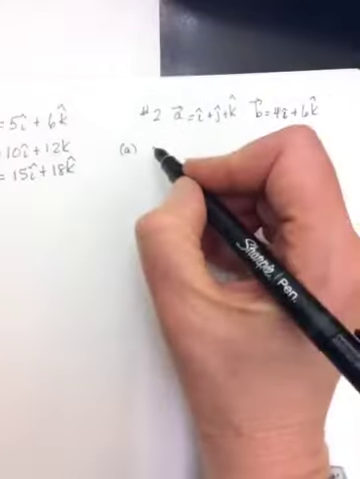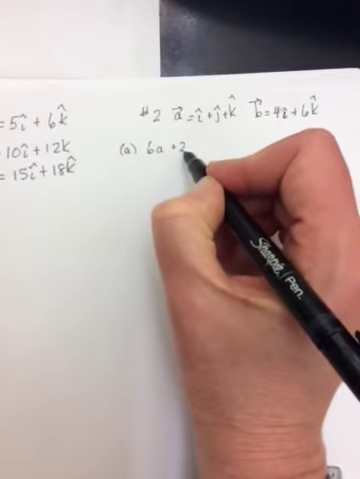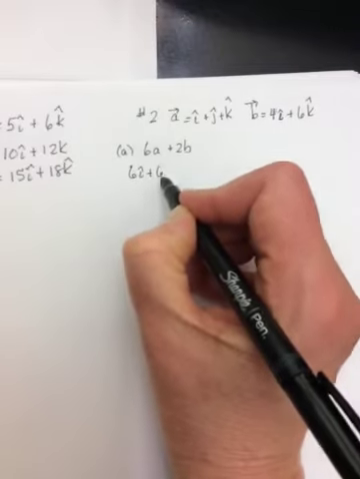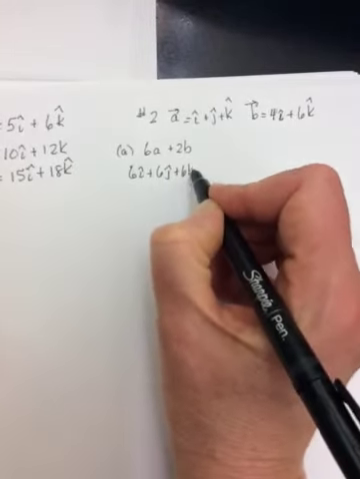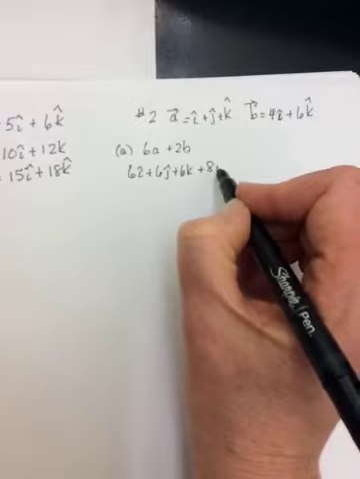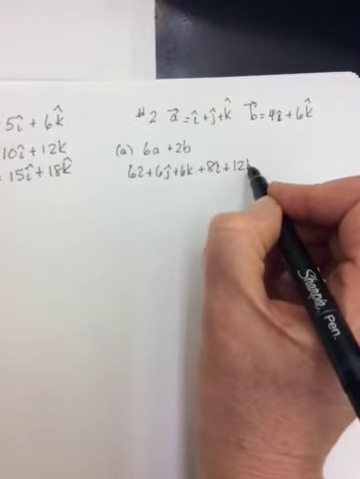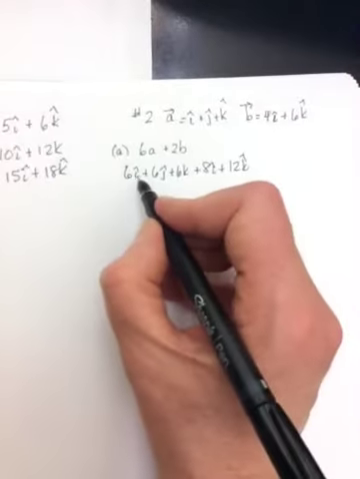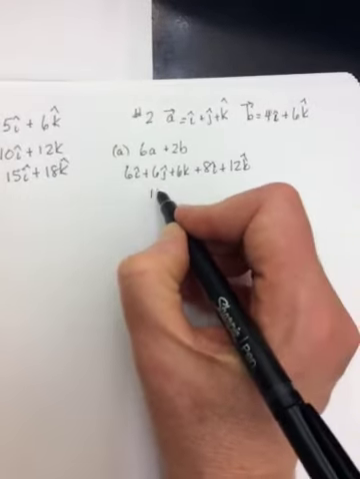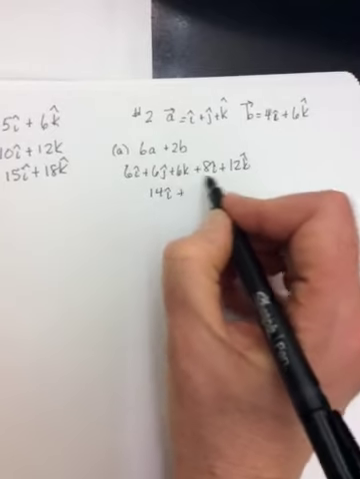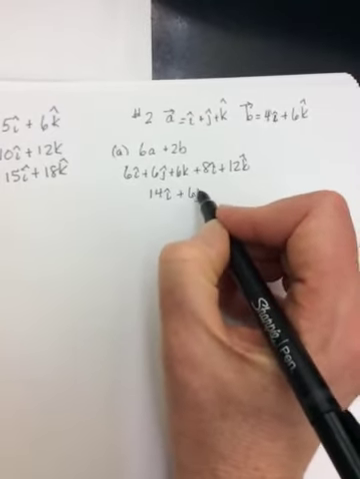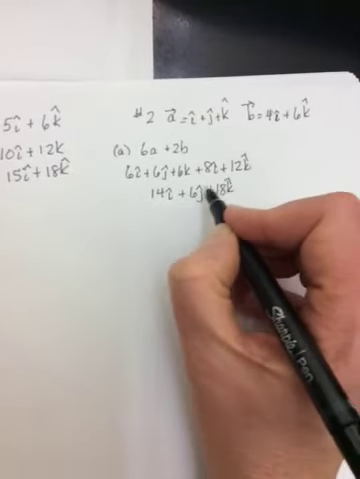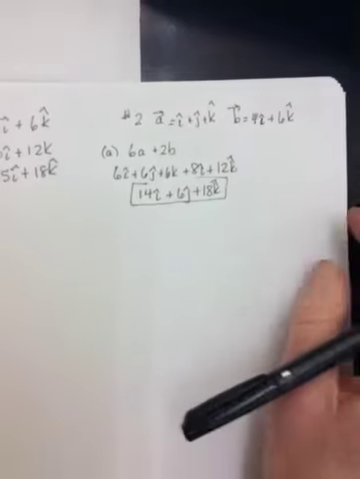Number 2 gives you vector A and vector B, and it wants you to find 6A plus 2B. So in other words, 6i plus 6j plus 6k plus 8i plus 12k. Right? So I've just multiplied this one by 6, this one by 2. 6 plus 8 should be 14i. There's no other j, so this will just stay as 6j. And 6 plus 12, 18k. And that's it for the first one.